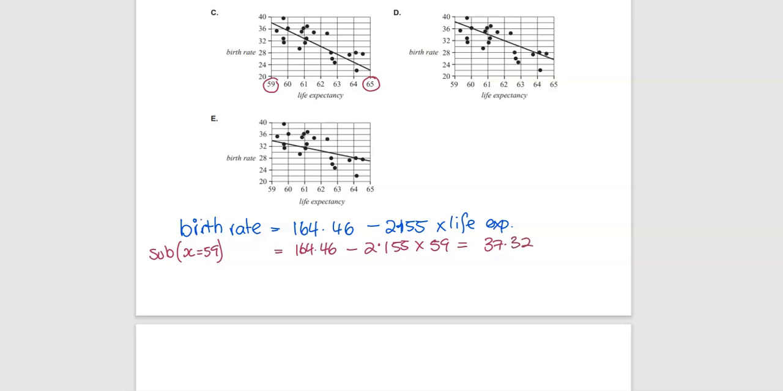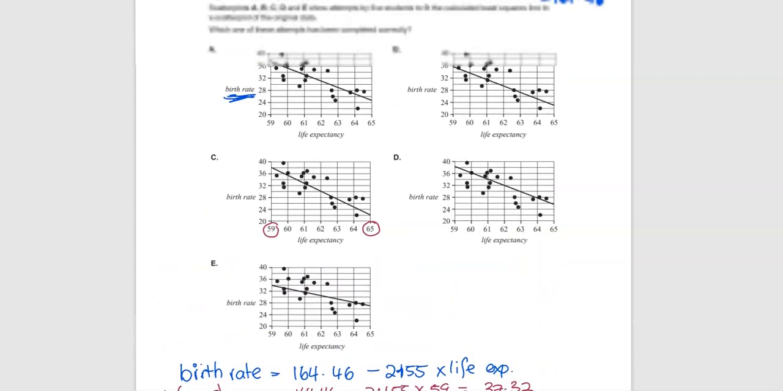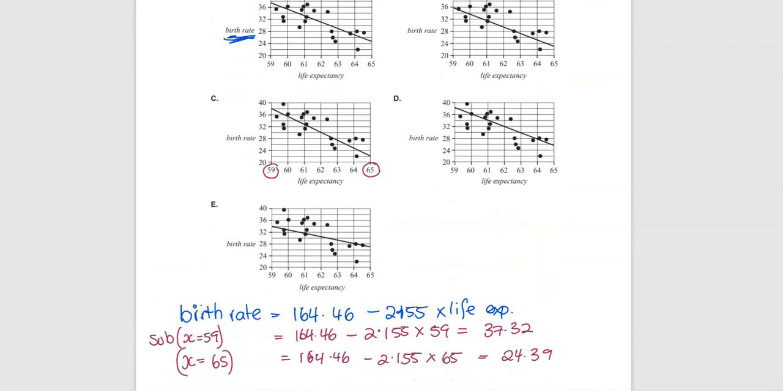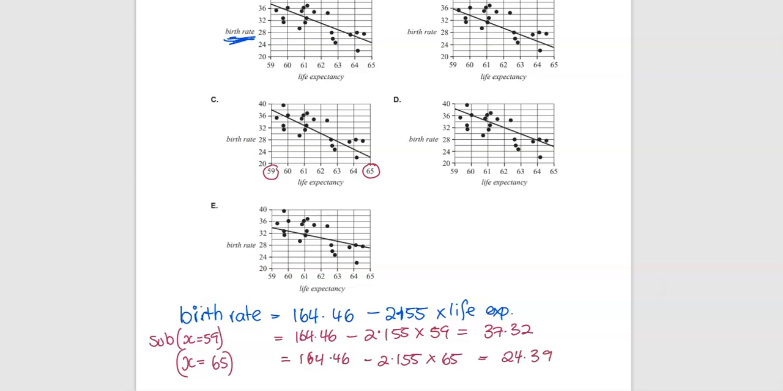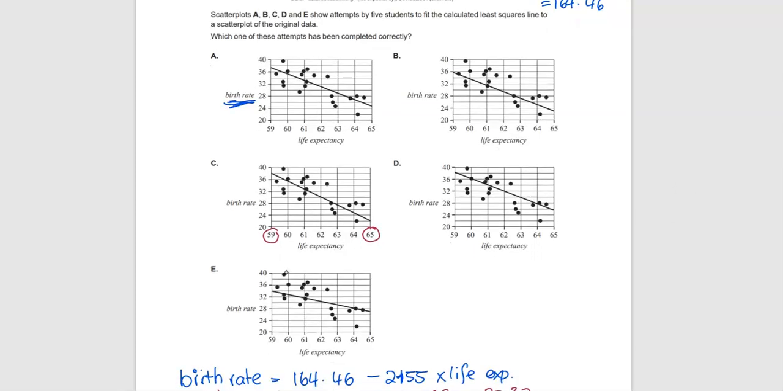37.32. And then if you sub the other value in, x should equal 65, so you do 164.46 minus 2.155 times 65, and we get a value. So we should be looking for that. So when we look along, when it was 59, I should see it being 37.32 on the birth rate. So that one looks like it's close to 37.